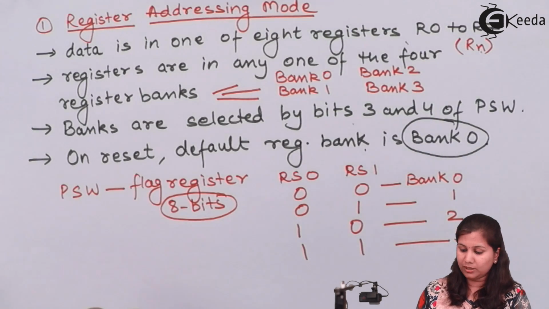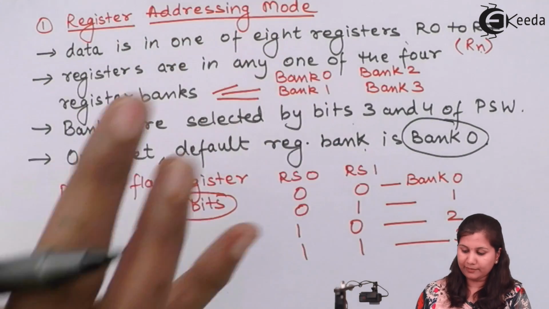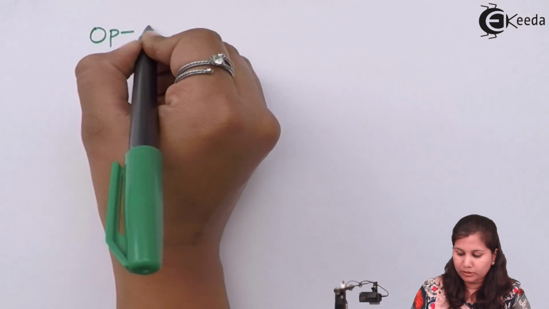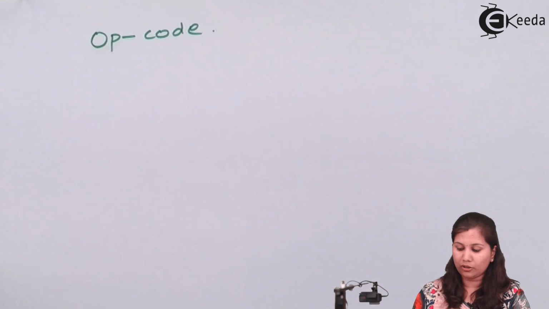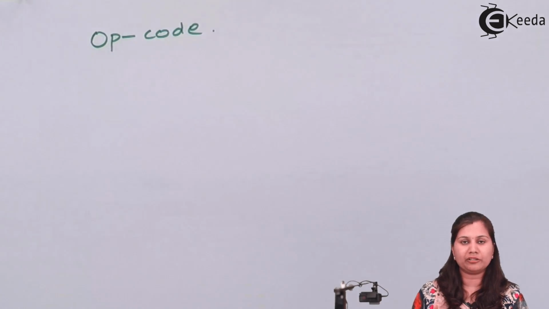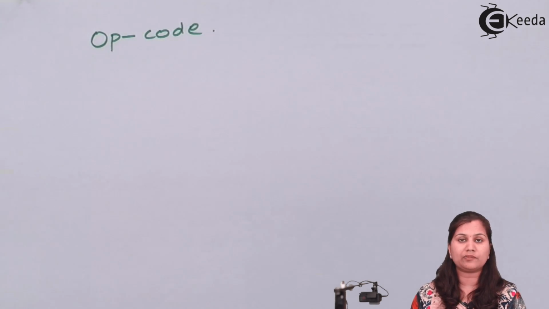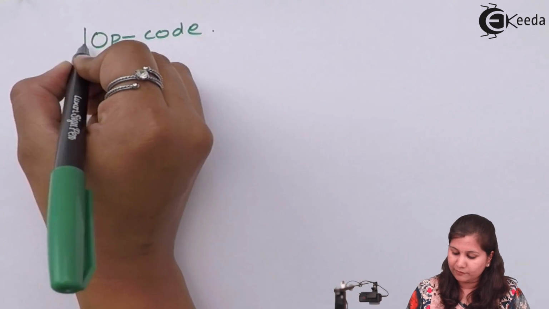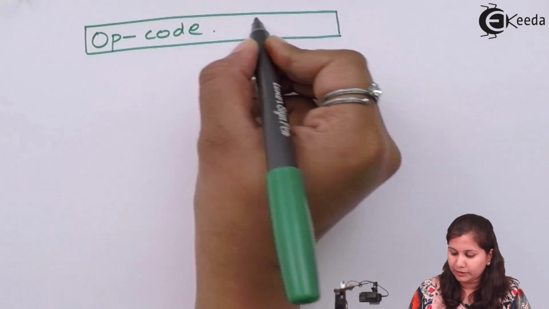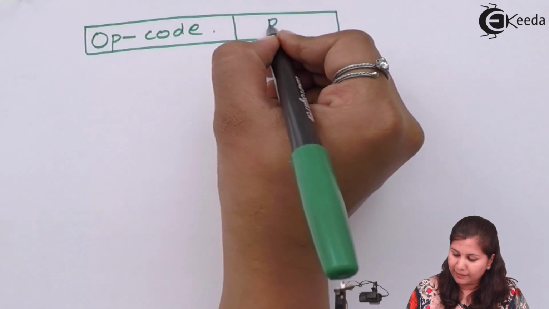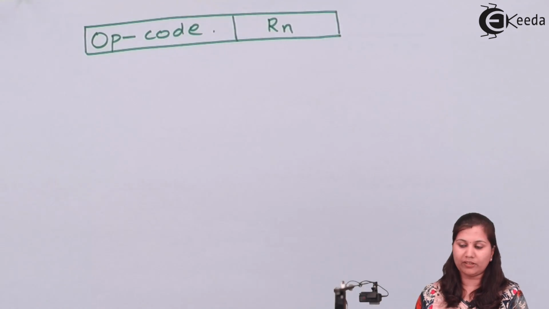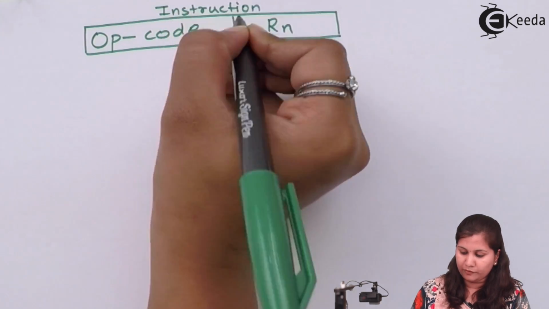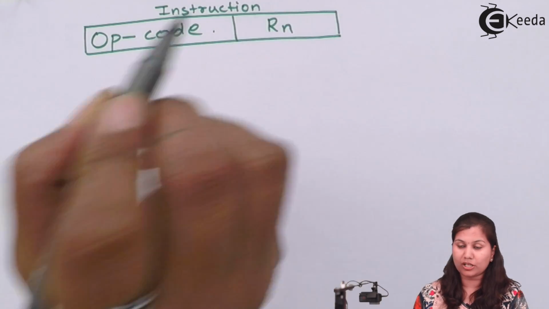Now if we talk about the general format of register addressing mode, here we will have the opcode. Opcode means whatever operation, like addition, subtraction, multiplication, data transfer, or any type of operation. So the opcode of that instruction will be there, plus the register, which can be any of the R0 to R7 registers. So this is the complete instruction. First is the opcode, and the operand is there in the instruction itself.